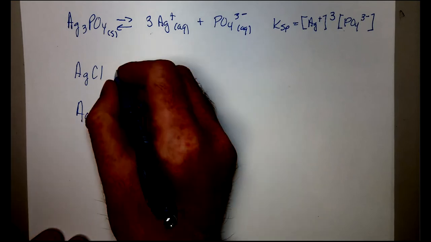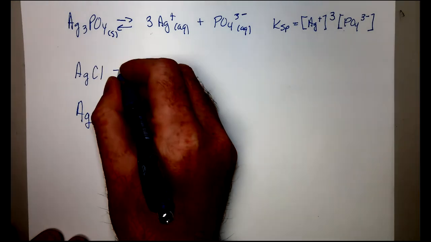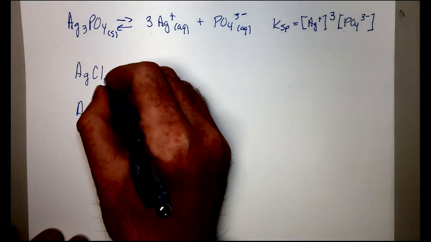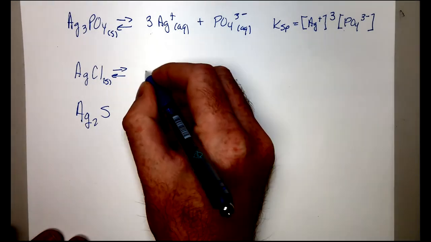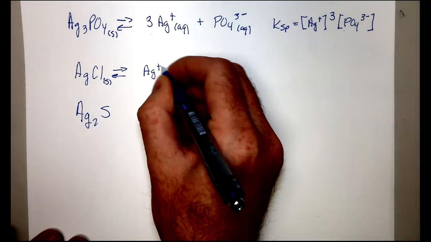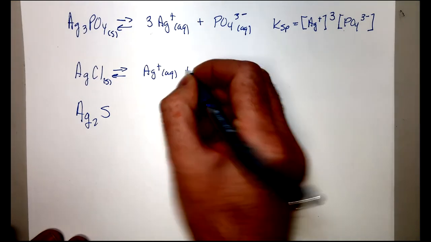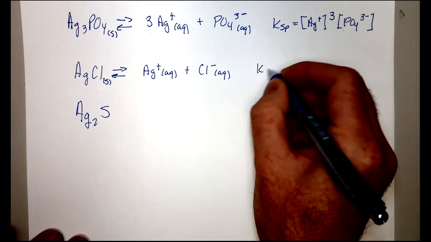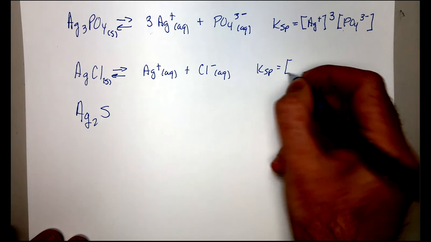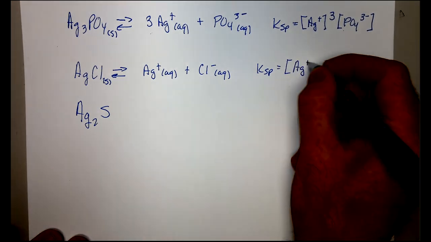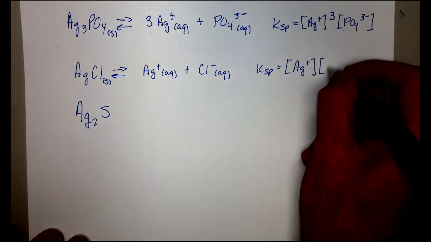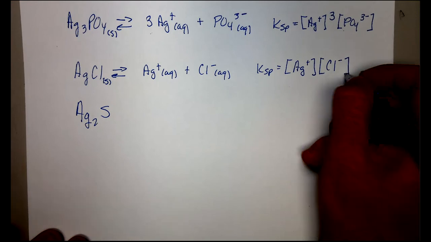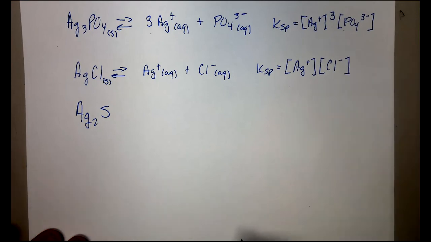For silver chloride, again, that's going to be a solid. We're trying to dissolve it in water. It's just going to be a silver ion aqueous plus a chloride ion aqueous. So Ksp will be concentration of the silver ion, concentration of the chloride ion, and that would be a proper expression.